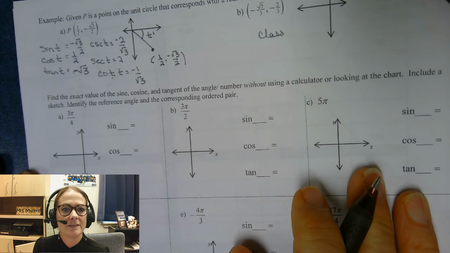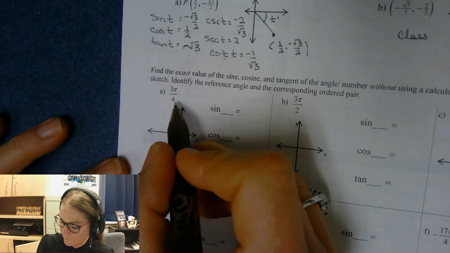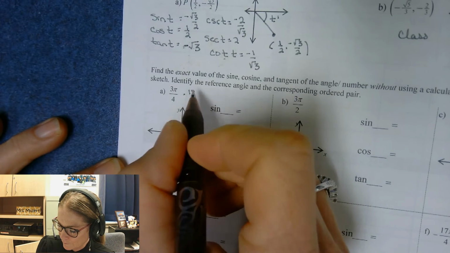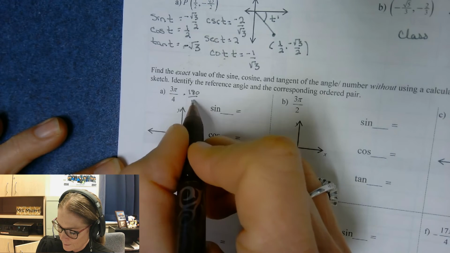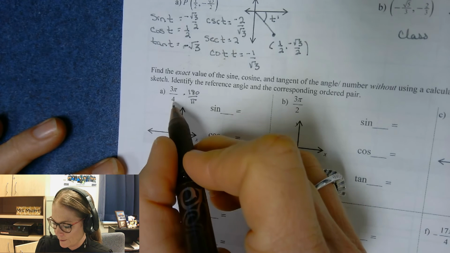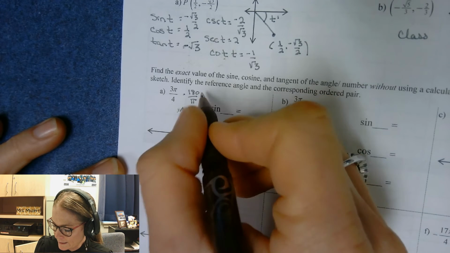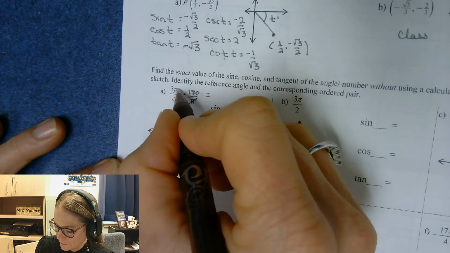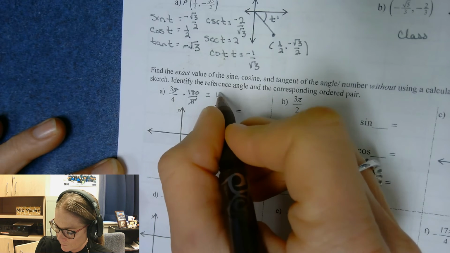Find the exact value of sine, cosine, and tangent of the angle without using a calculator or looking at the chart. Include a sketch. Identify the reference angle and the corresponding ordered pair. Okay, so 3 pi over 4. Again, if you want to do a quick degree conversion, you can. 4 is going to go into 180, and you're going to end up getting this 135 when you do the canceling.